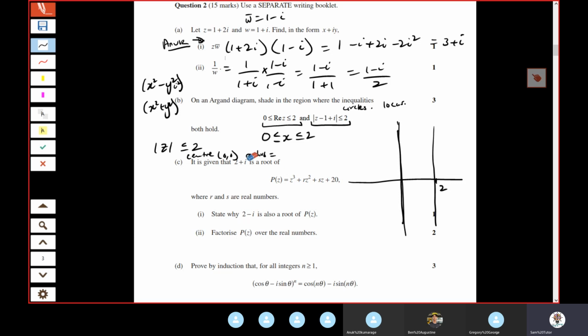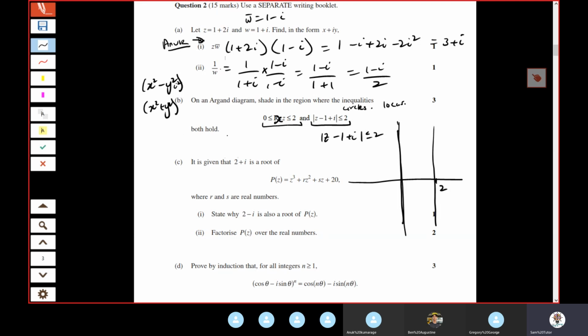Now, we don't have it at just there. We've got it at something like this, which is modulus of z minus 1 plus i less than or equal to 2. In fact, what we'll do, I'm just going to change this for an x here. I'll prove it again, just to remind you guys how we prove these.